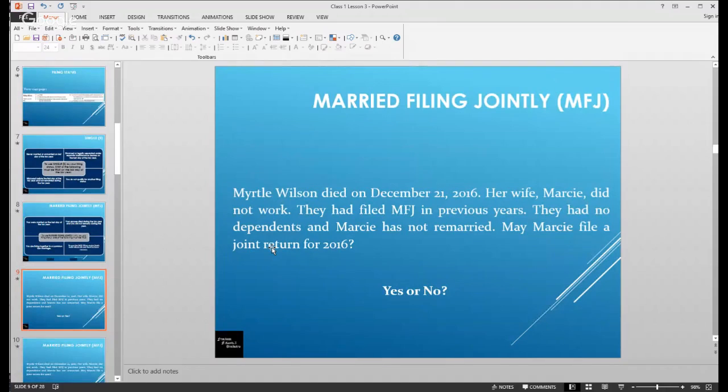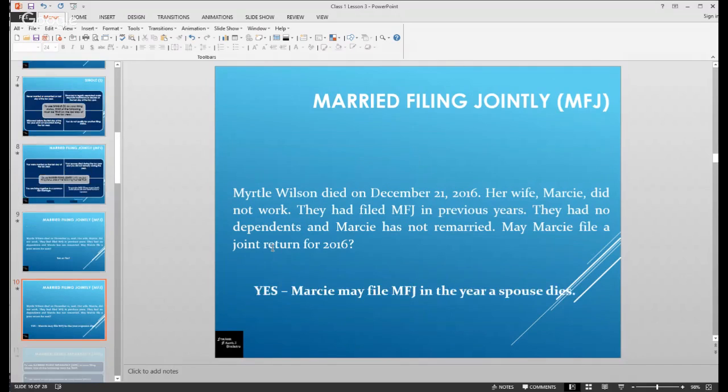So here is an example question. Myrtle Wilson died on December 21st of 2016, and her wife Marcy did not work. They'd filed married filing jointly in previous years and they had no dependents. Marcy is not remarried. May Marcy file a joint return for 2016? And the answer here would be yes.